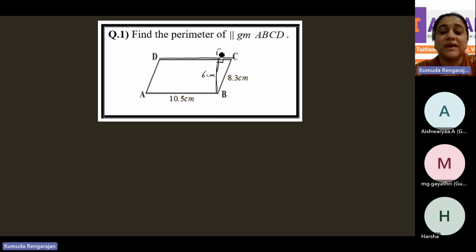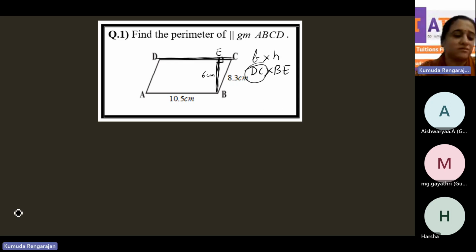Okay, formula to find the area of a parallelogram, not perimeter. Area of a parallelogram is base into height. So here, since we know the height or the altitude on the side DC, DC is taken as the base. Because we know the height on the side DC, we take DC as the base and the altitude as BE. BE is the altitude on DC. So you can see here, we take DC as the base.